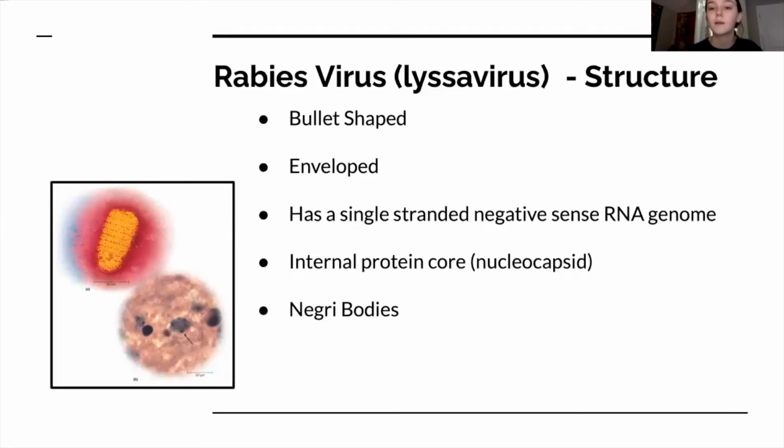So here we're going to be talking about the structure of the rabies virus, and it is a bullet-shaped virus. It's enveloped. It has a single-stranded negative sense RNA genome. The envelope is going to be a lipid-containing bilayer with transmembrane glycoprotein spikes. This internal core protein, the nucleocapsid, is going to contain Negri bodies, which are going to divide once inside of the brain.